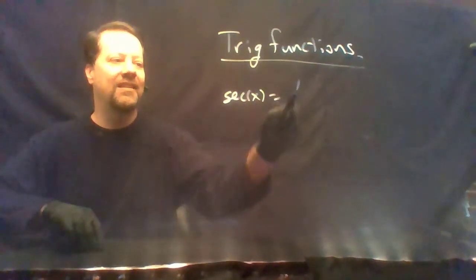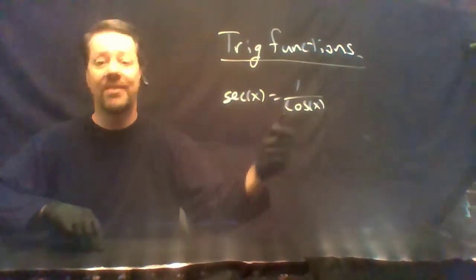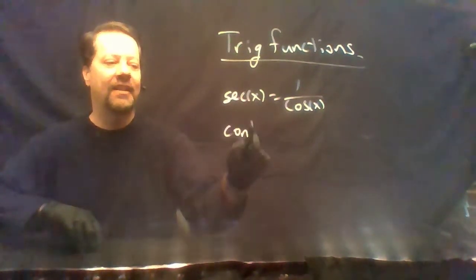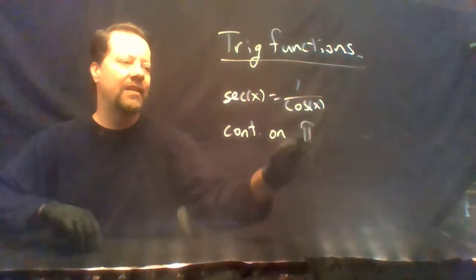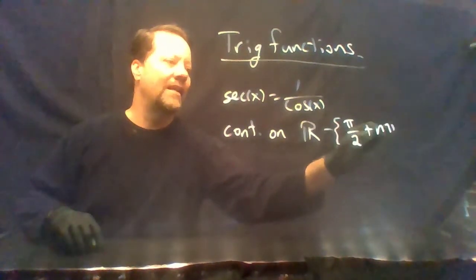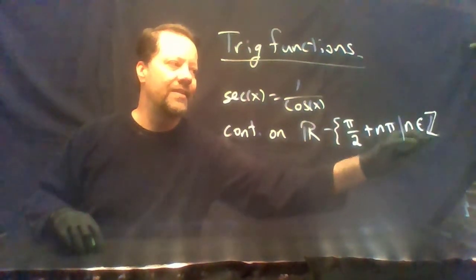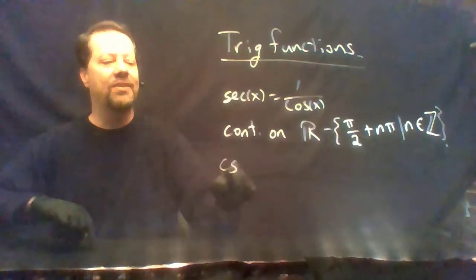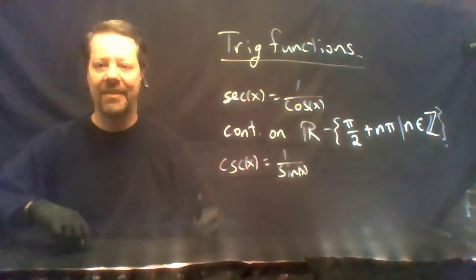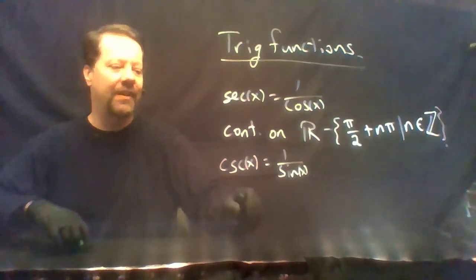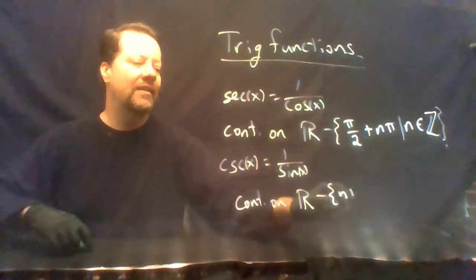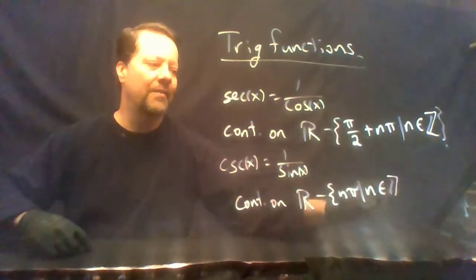Secant is 1 over cosine. So it will have the same set of discontinuities as for the tangent function. It'll be continuous on the entire line except pi over 2 plus n pi, such that n is an element of the set of integers. Whereas cosecant is 1 over sine of x, it will have the same discontinuities as the cotangent function and will be continuous on R except the set of all n pi, such that n is an element of the set of integers.